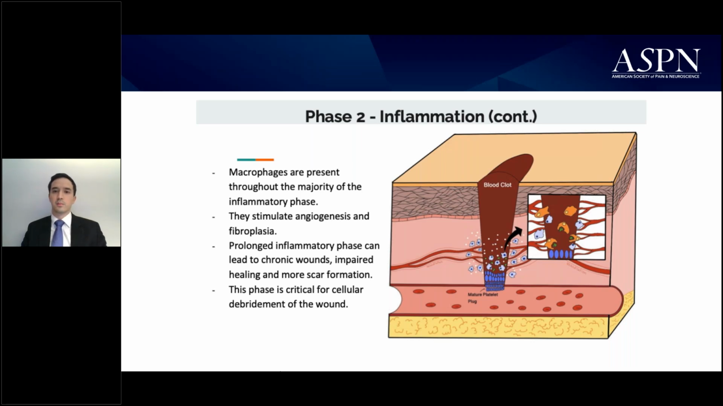Macrophages actually perform many of the same functions as neutrophils, in that they also continue to degrade damaged extracellular proteins, but they are also able to secrete protease inhibitors, which better regulates tissue remodeling. They secrete many growth factors and cytokines that ultimately result in angiogenesis and fibroplasia, signaling that the inflammatory phase is ending and the proliferation phase is beginning. Prolongation of this inflammatory phase, as you can imagine, therefore impairs wound healing and increases scar formation.